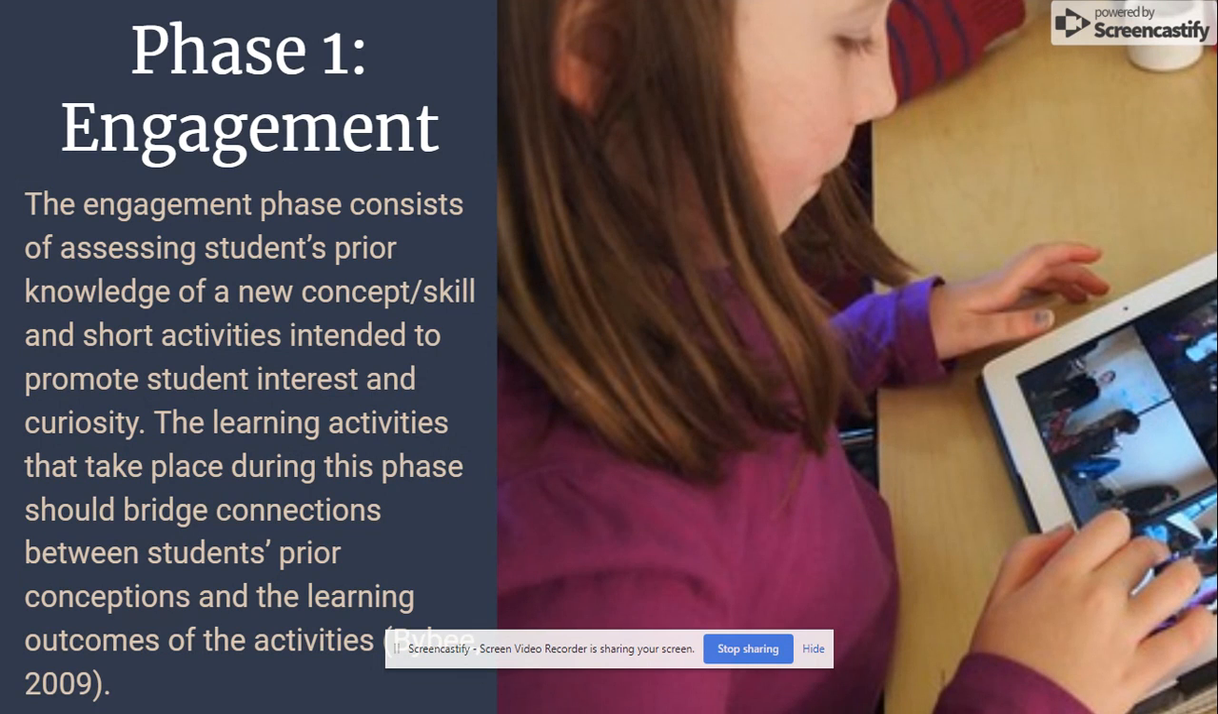So phase 1 is engagement, and that's really about trying to activate students' prior knowledge, getting them interested in the unit or topic of study, and you're trying to make connections and bridge the new material that you're going to be covering with their past experiences and trying to get them motivated with learning.